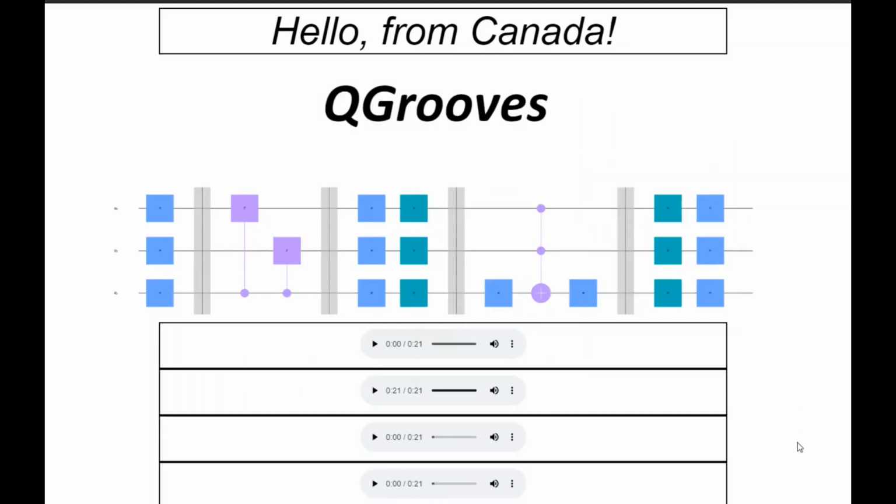After being processed in the backend by SonicPi and Qiskit, our data gets back to us, and what we have is a representation of the circuit and the audio.